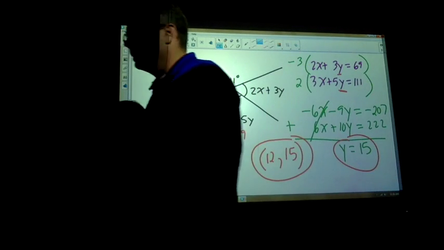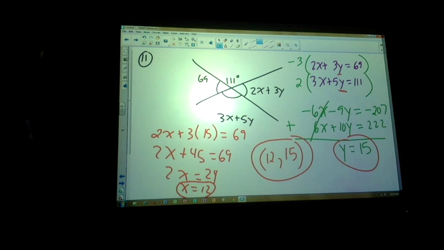For the systems of equations, you could have just made them both positive and subtracted them. Like, instead of doing negative 3, you could have done positive. Oh, I see. Yeah.